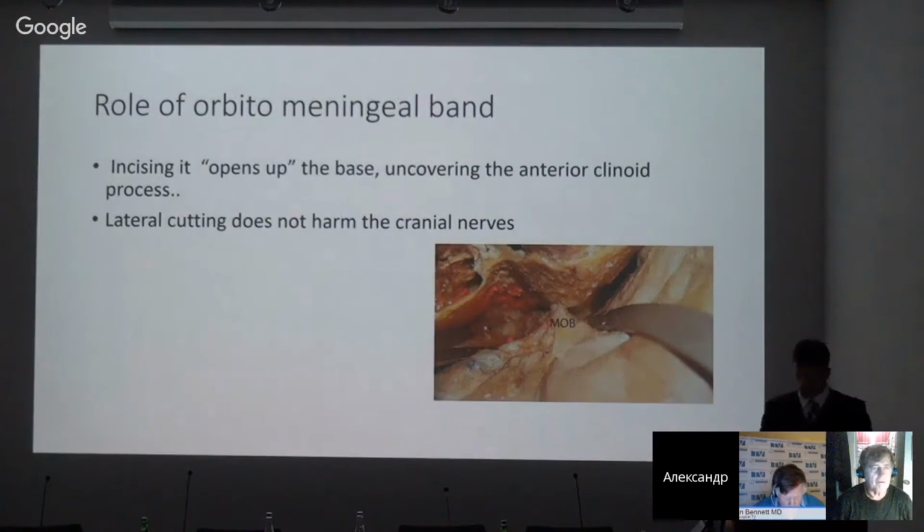Now, another important concept. How do you do a transcavernous dissection? For that, the most important structure you must understand is the orbitomeningeal band. The professor before me showed the frontotemporal approach. It comes to the orbitomeningeal band. There's an artery there. That is the only thing that will bleed. Now I'm going to show you a different perspective of the orbitomeningeal band. That's the orbitomeningeal band.